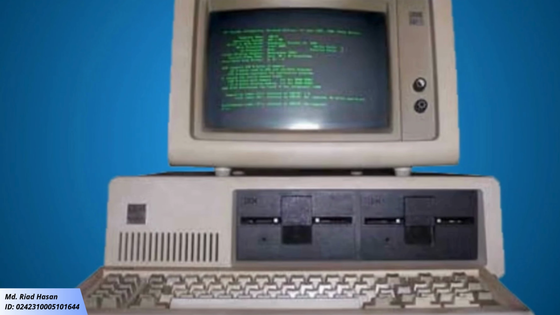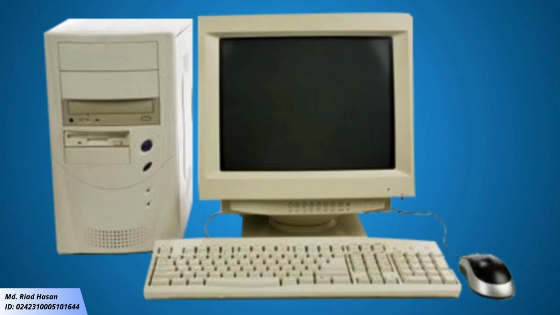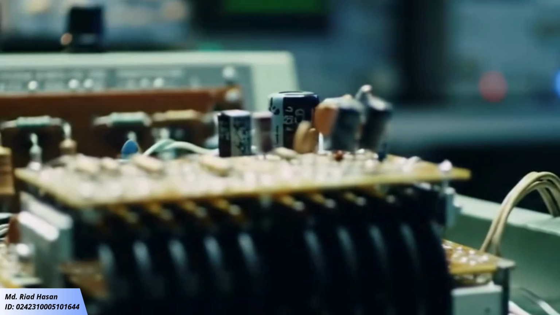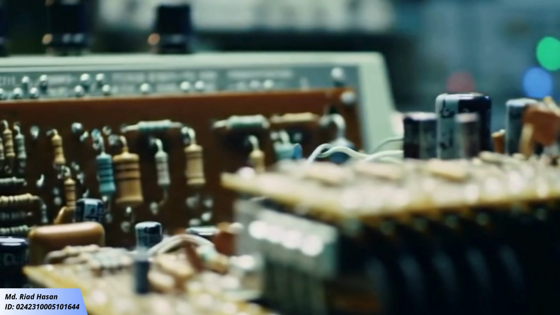Conclusion: the third generation computers were a major leap forward in technology. They laid the foundation for powerful, compact, and user-friendly computers.